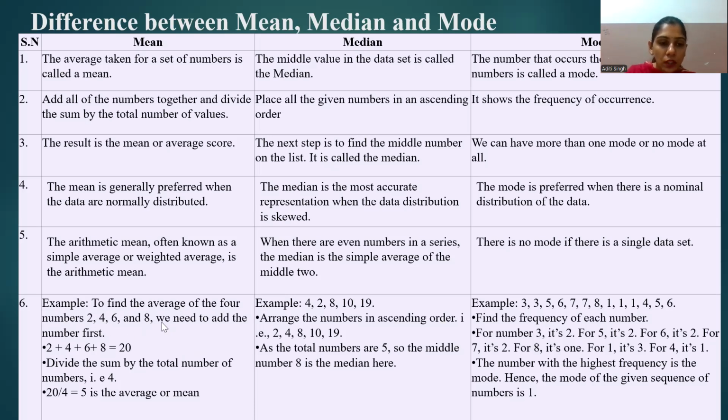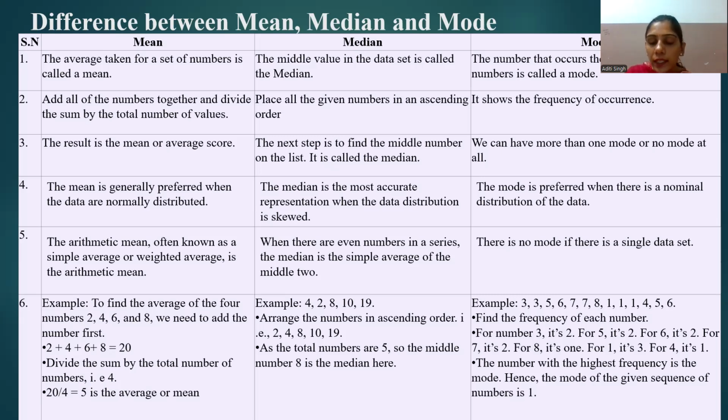Okay, after adding all four numbers, the answer is 20. We have to divide it by the total number in the given series, which is 4. So 20 divided by 4, the answer is 5. So the average mean of this series 2, 4, 6, 8 is 5. Okay, so this is how we calculate average, or we calculate mean.